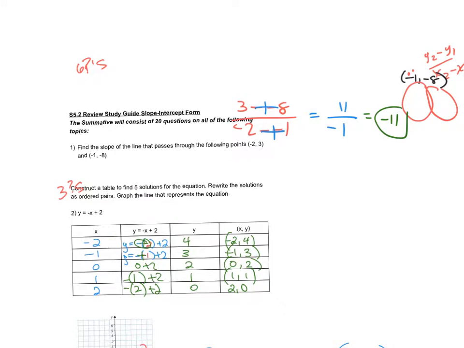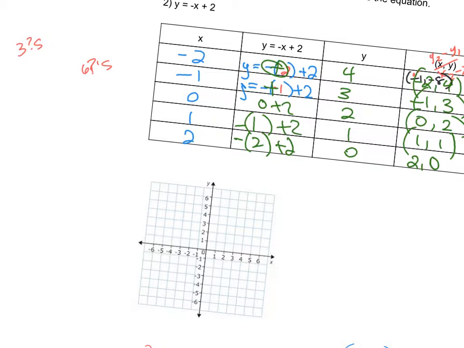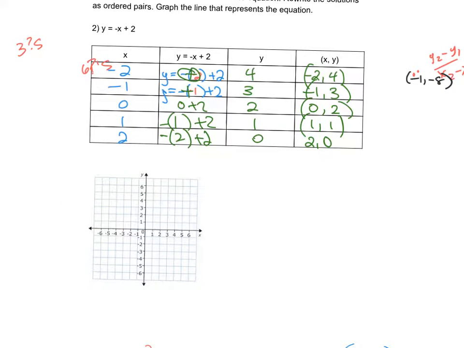These would be 5 points, 5 solutions to my graph. When I go to plot them, your points and my points will graph the same line: -2 comma 4, -1 comma 3, 0 comma 2, 1 comma 1, and 2 comma 0. The line that I get and the line that you get, even if you chose different x values, will be the same.